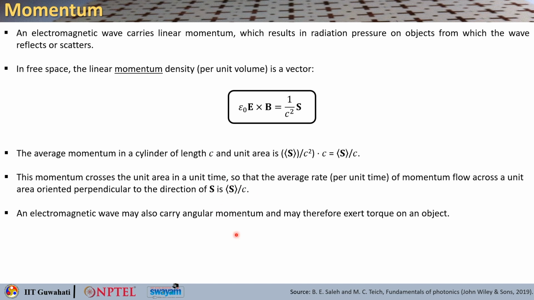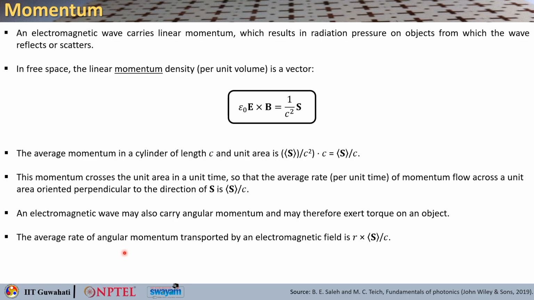Now, interestingly, your electromagnetic wave may also carry angular momentum, and that may exert torque on an object. The average rate of the angular momentum transported by an electromagnetic field will be r cross the time average of the Poynting vector by c. So, these are some important properties of the electromagnetic waves, the parameters that are used.